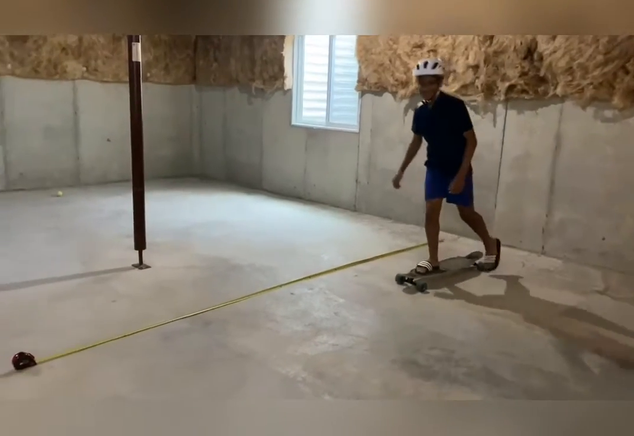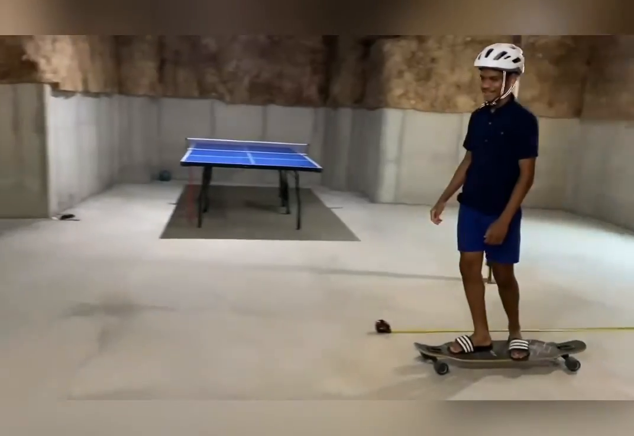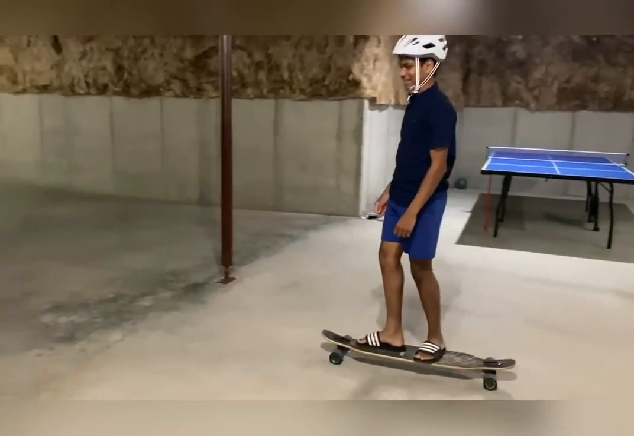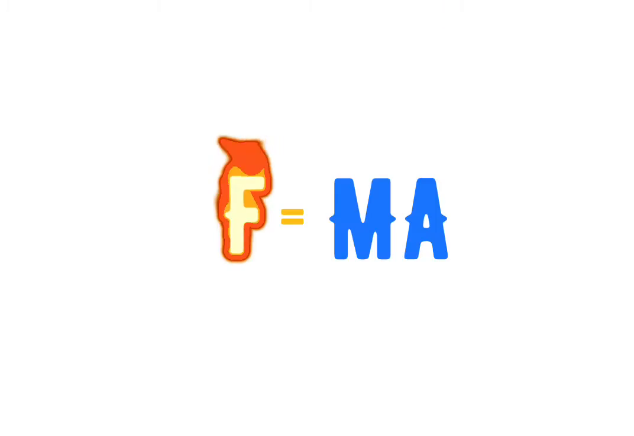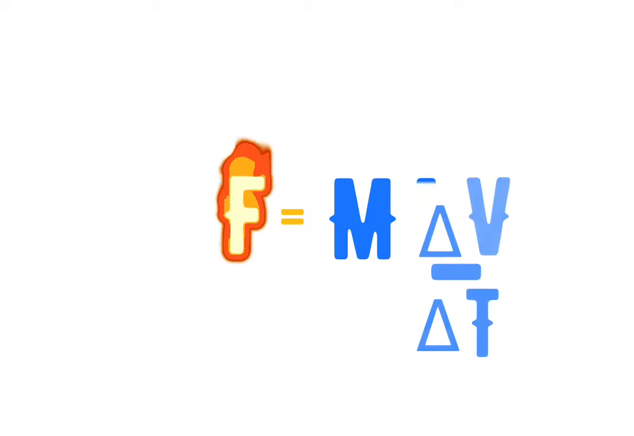But what if force was applied, like me pushing off the skateboard, or friction between the wheels and the ground, or even air resistance? Or even the thrust of a rocket's engine? Well, Newton's second law tells us that force equals mass times acceleration. Doing a little manipulation, we get force equals mass times velocity over delta t, where delta t is just how long the force was applied.